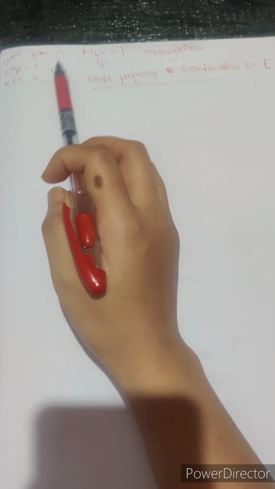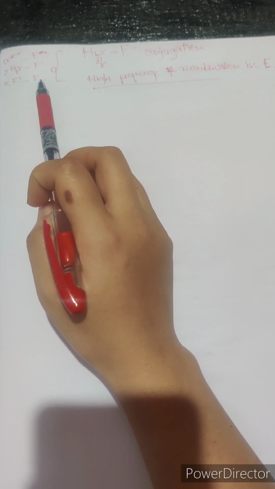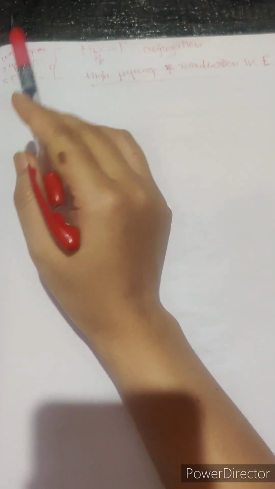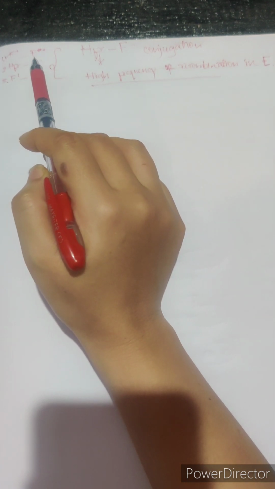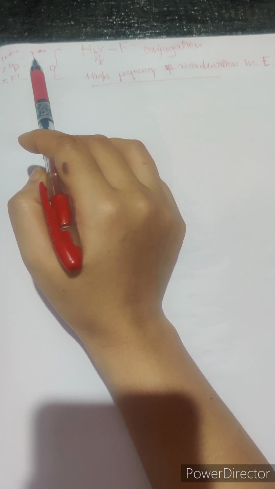So there were, as you have seen, mainly three types of conjugation. First one was F plus to F minus conjugation. Second is Hfr to F minus conjugation, and third is F prime to F minus conjugation. F plus stands for fertility factor, which also acts as a donor, which means an F plasmid is present in this bacterial cell, whereas F minus stands for absence of an F plasmid in a bacterial cell, which also acts as a recipient cell.